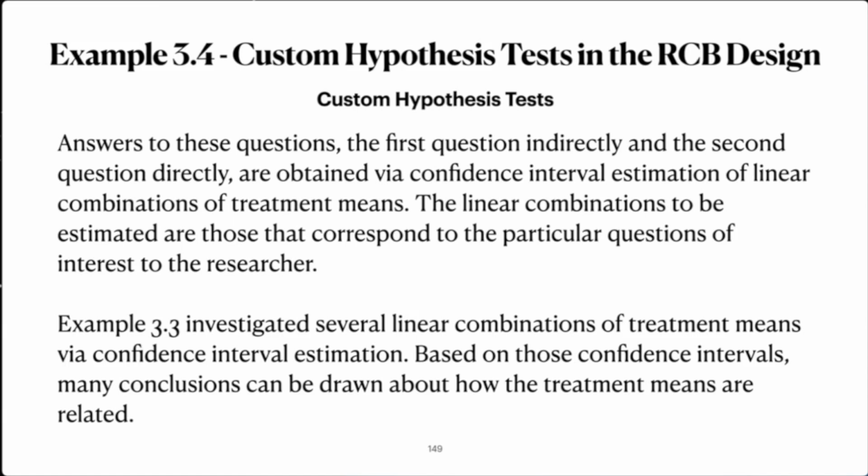Now, answers to these questions, the first question indirectly and the second question directly, are obtained via confidence interval estimation of linear combinations of treatment means. The linear combinations to be estimated are those that correspond to the particular questions of interest to the researcher. Example 3.3 investigated several linear combinations of treatment means via confidence interval estimation. Based on those confidence intervals, many conclusions can be drawn about how the treatment means are related.